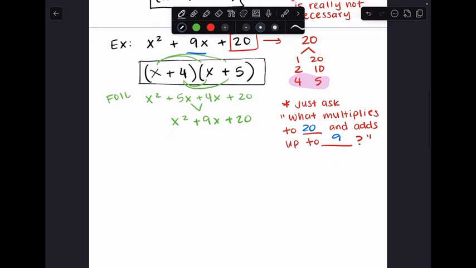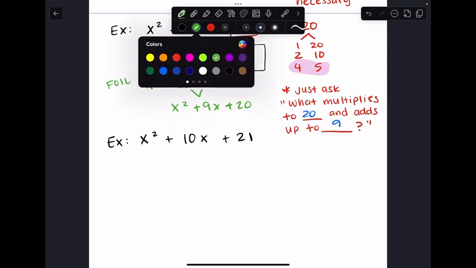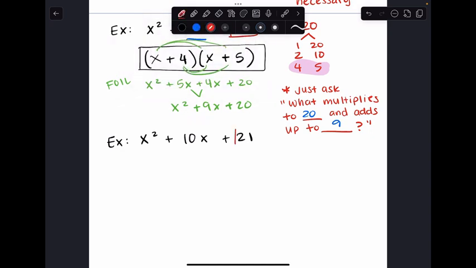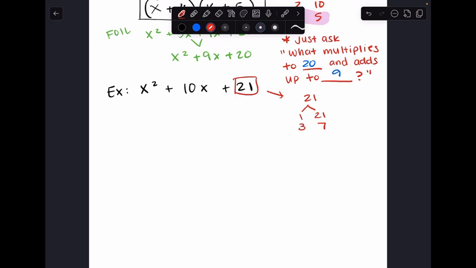Let me go ahead and do one more example for you, just to follow those steps. So let's say you have x squared plus 10x plus 21. Again, you need to take the last term, or your constant term, and find the factors of that. So factors of 21 would be 1 and 21, 3 and 7. I think those are the only ones for 21.